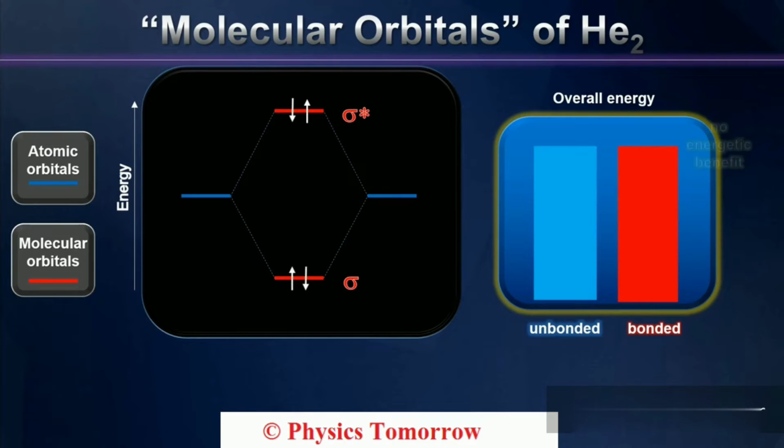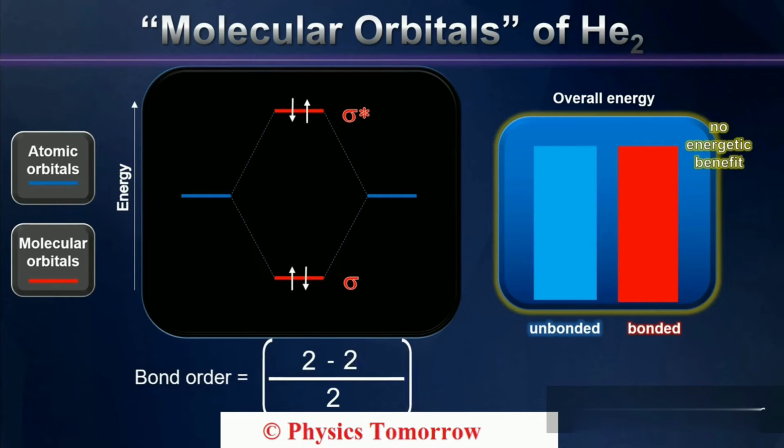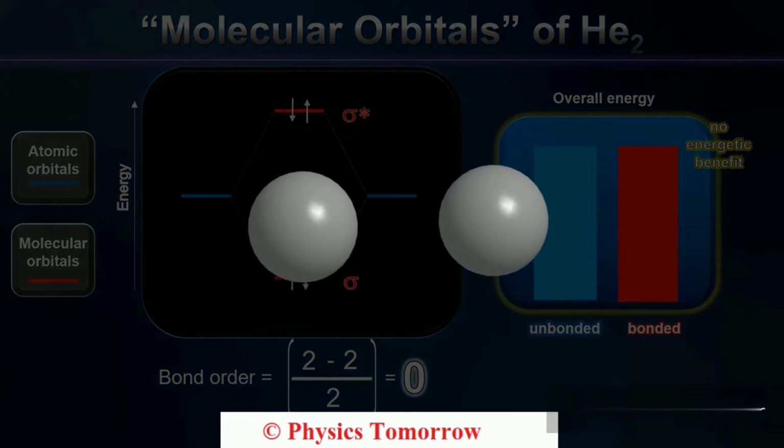The consequence of this is that there's no real energetic benefit to bonding, so two helium atoms have no real incentive to get together and form an He2 molecule. And in fact, that's exactly what we see. When we calculate the bond order, we find that 2 bonding electrons and 2 antibonding electrons leads to a situation where we predict a bond order of 0. In other words, we don't predict a bond at all. And when we study helium in the laboratory, that's exactly what we find. Helium exists as isolated atoms.